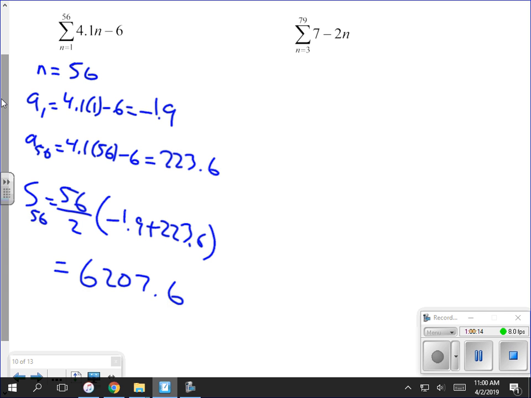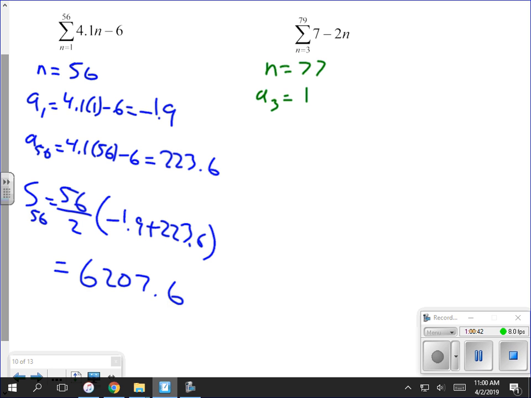Next one, I am not adding together the first 79 terms. I'm actually starting at 3. So 79 minus 3 is 76 plus 1. I'm actually adding together 77 terms in the middle. So my n is 77. The third term, which is the one I'm starting with, plug in 3 for n, I end up getting 1.